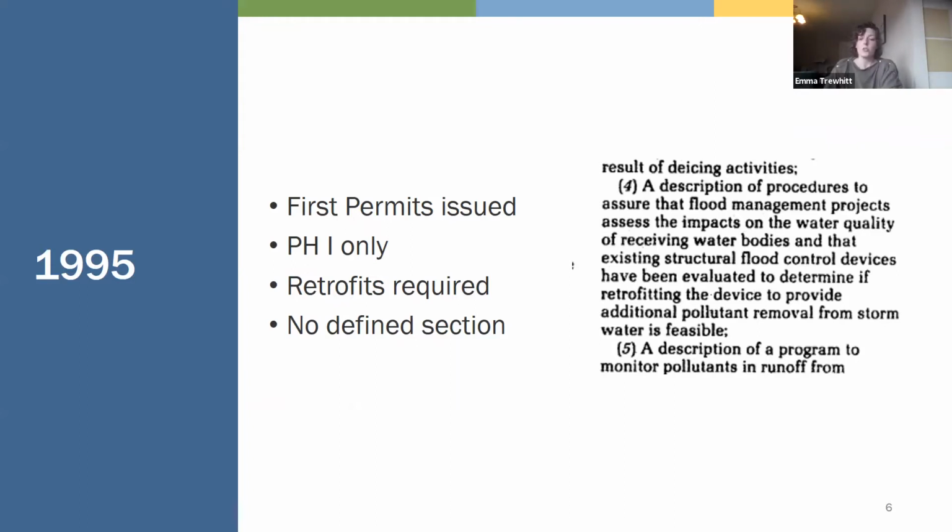Those first phase 1 permits in Washington were issued on a watershed basis, which is a little different than how they're issued now. And the original thinking with that was to try and promote coordination among different municipalities.